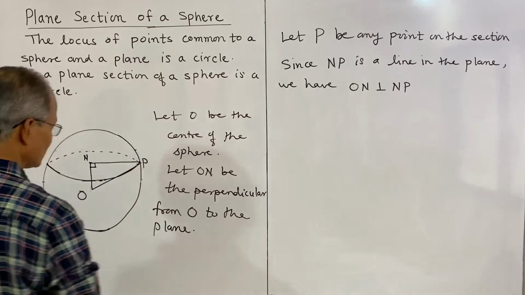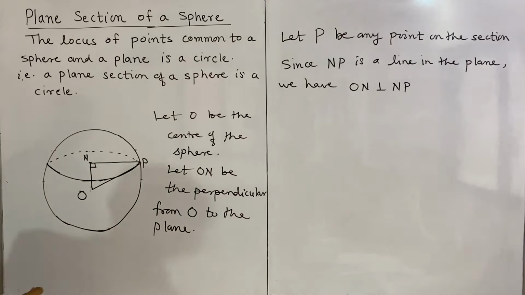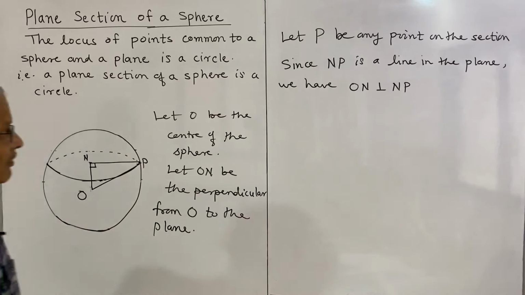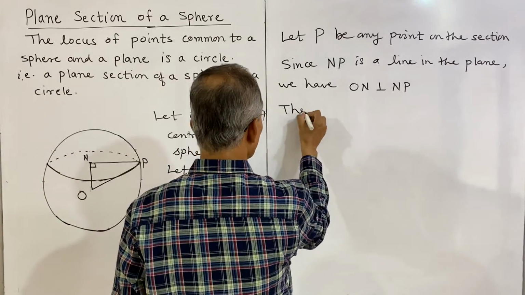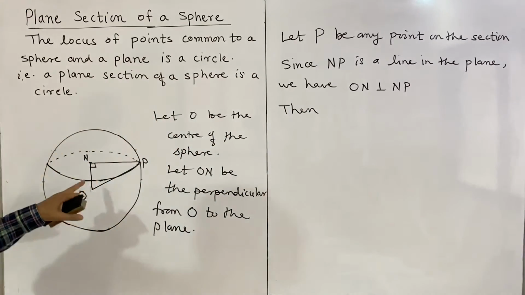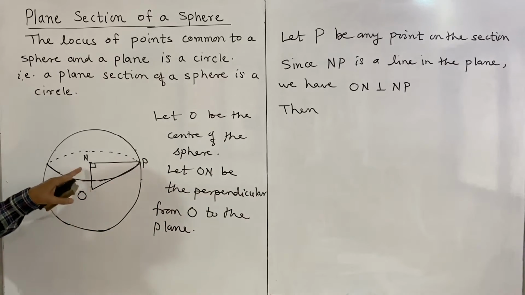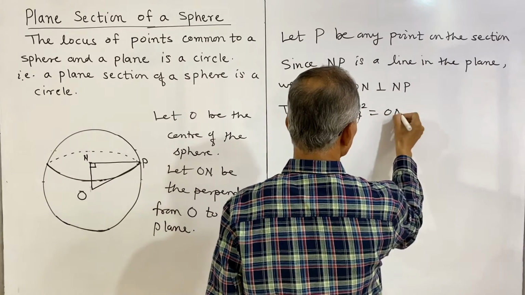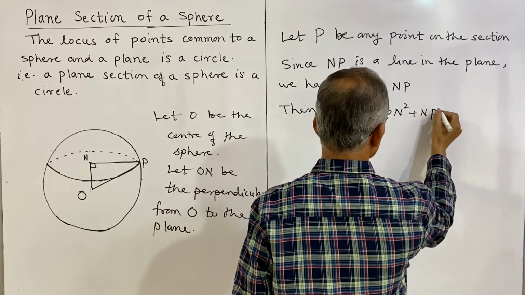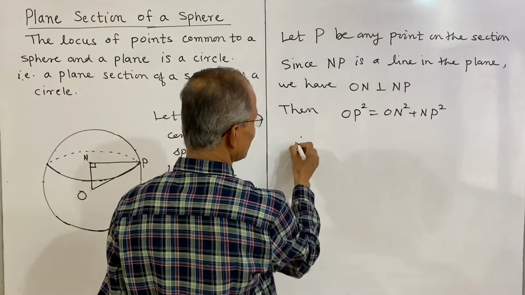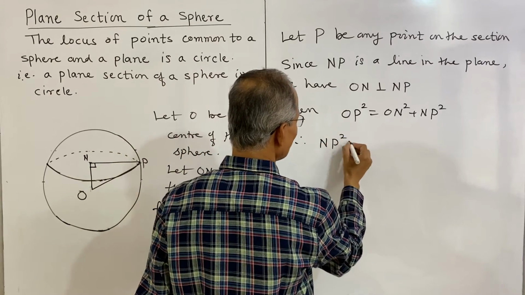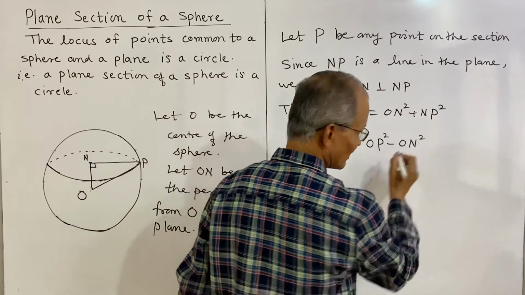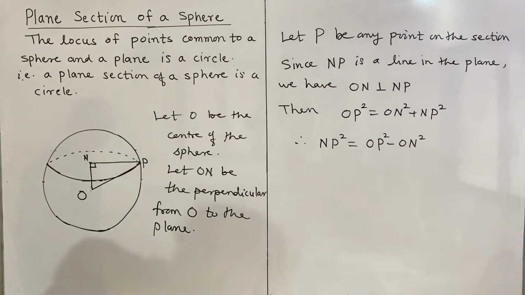Now from the figure, ONP is a right angle triangle, and therefore we have OP square is equal to, by Pythagoras theorem, ON square plus NP square. And from this we can write NP square is equal to OP square minus ON square. So this is the result that we obtained.